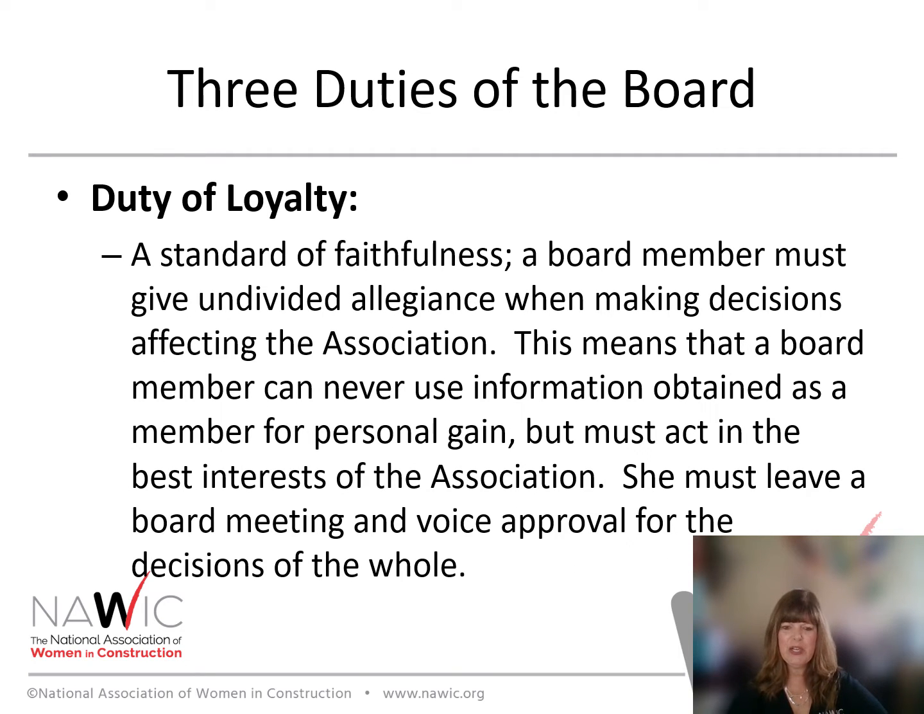The second is a duty of loyalty, a standard of faithfulness. A board must give undivided allegiance when making decisions affecting this association. This means that a board member can never use information for personal gain, but must act in the best interests of the association. She must leave the board meeting and voice the approval for the decisions as a whole, even if she doesn't agree.